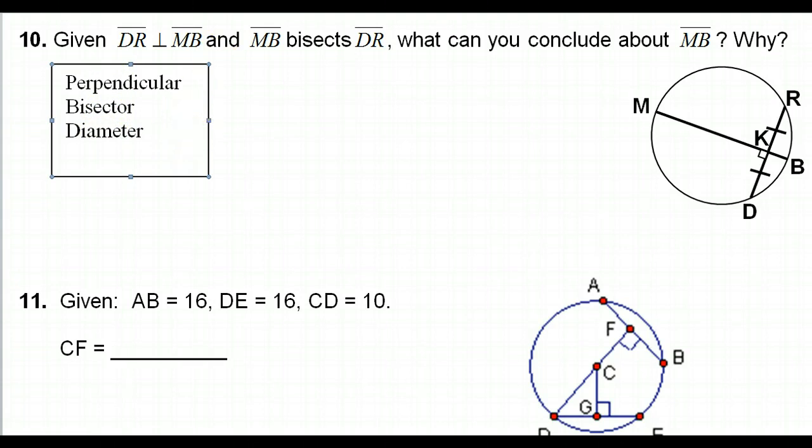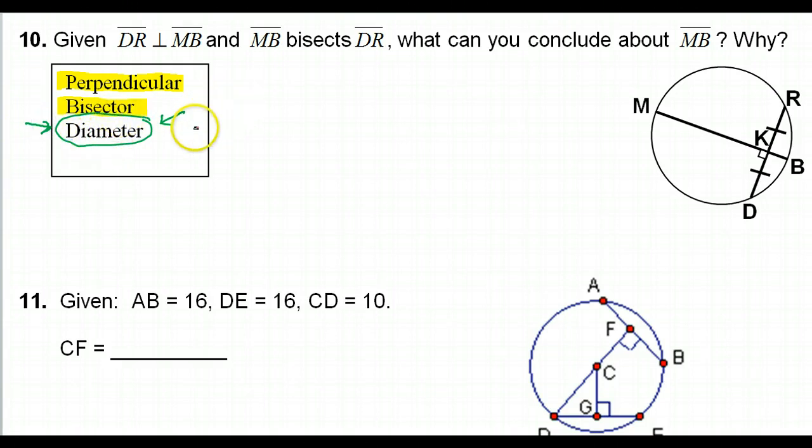So let's see what we've got. Well, we're given that segment MB is perpendicular. Check. We're given that segment MB is a bisector. Okay, it's a perpendicular and it's a bisector. Check. So, what does that leave? Diameter. Okay, so if these two are true, then this third one must also be true. So this is what we can conclude.